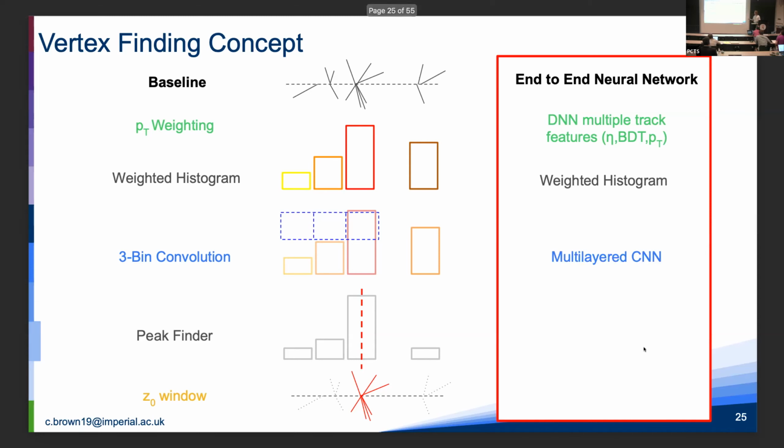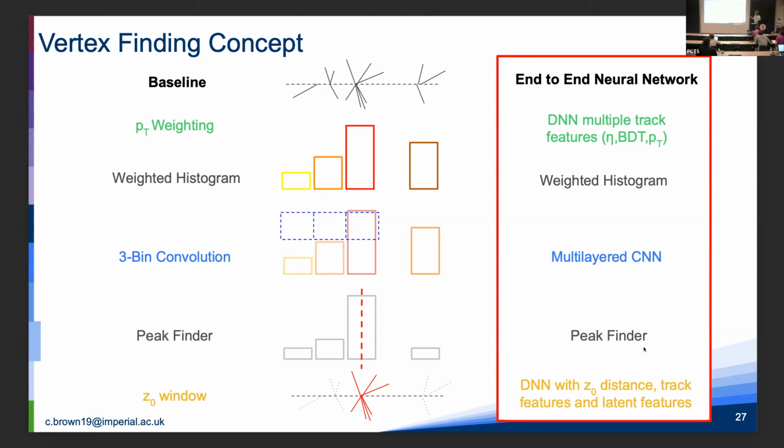Why don't we use a multivariate CNN instead and try and train that to find the ideal pattern within that histogram? We can do the same sort of peak finding. And then again, we can use a more complicated approach for our track to vertex association, using a deep neural network that looks at the distance between the Z0 and the primary vertex, and other track features when looking at those tracks.